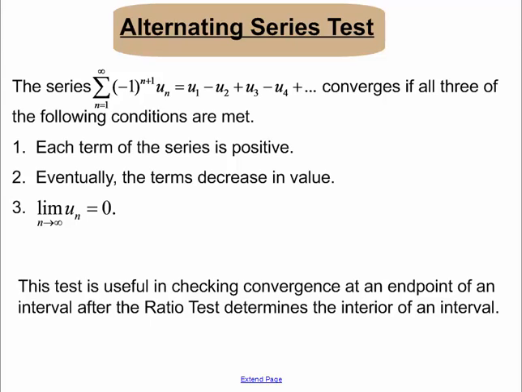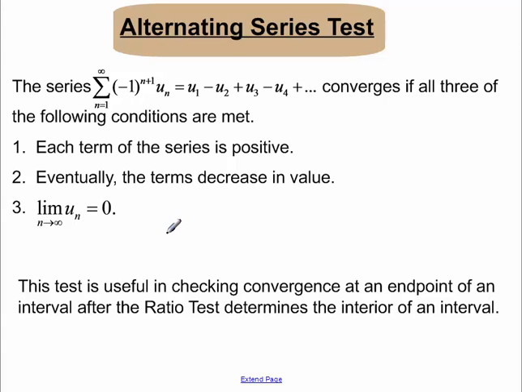Okay, this video is about the alternating series test. When you have a series that alternates between positive and negative, that type of series converges if all three of these conditions are met. Each term, so the U1, U2, U3, and U4, each one of those specifically, not the signs in front of them, are positive. Eventually the terms decrease in value, so they keep getting smaller, and the limit of this function, not with the -1 in there, goes to 0.